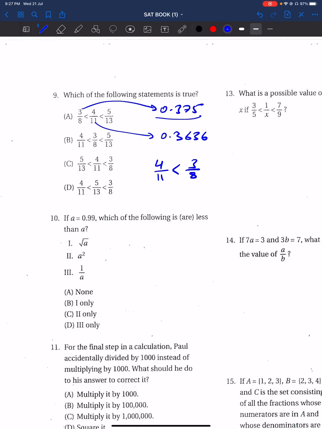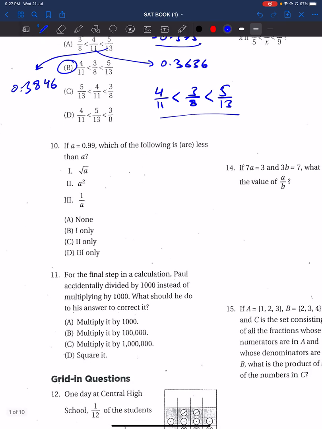Now, 5 over 13 on the calculator would give me 0.3846, which is greater than both. That's why 5 over 13, we'll put it here at last, and accordingly, our answer is choice B.